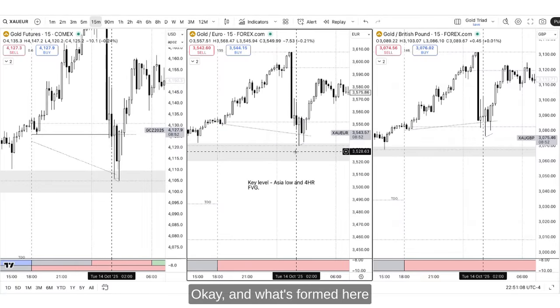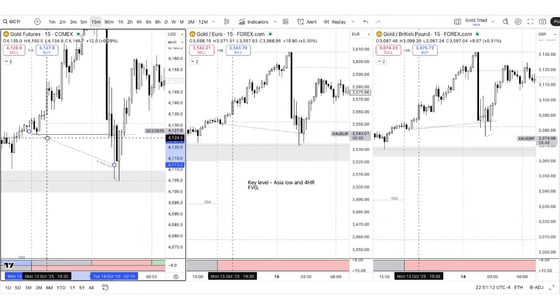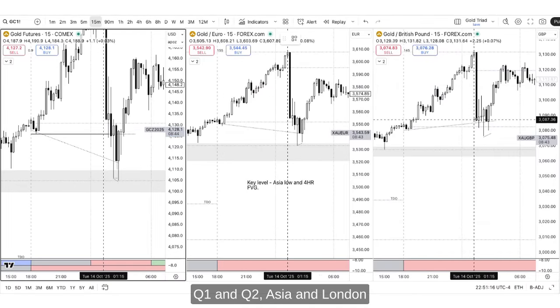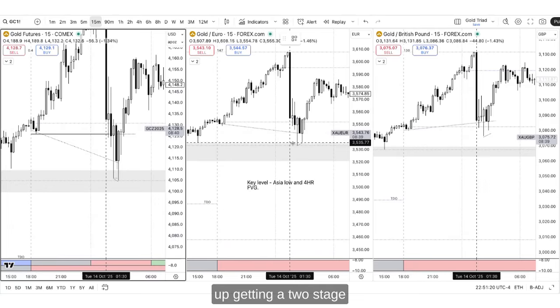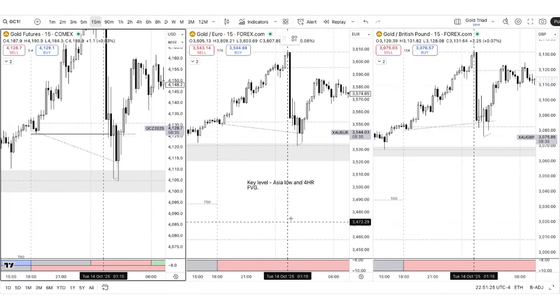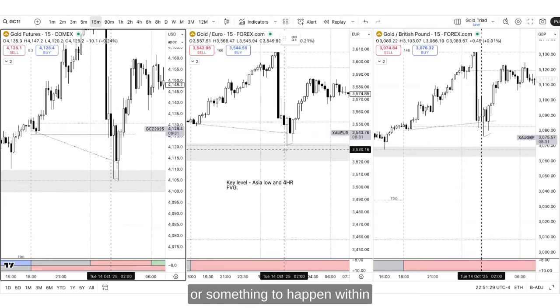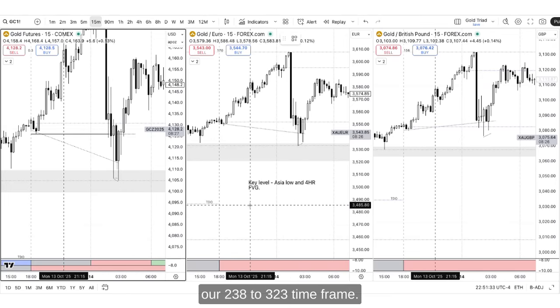Okay, and what's formed here? We've got a hidden daily cycle sequential SMT. Okay, hidden daily cycle sequential SMT between Q1 and Q2, Asia and London, and then we end up getting a 2-stage cracking correlation. Okay, so we've got our key level, right? Now we're looking for another stage in cracking correlation, or something to happen within our 2:38 to 3:23 time frame.